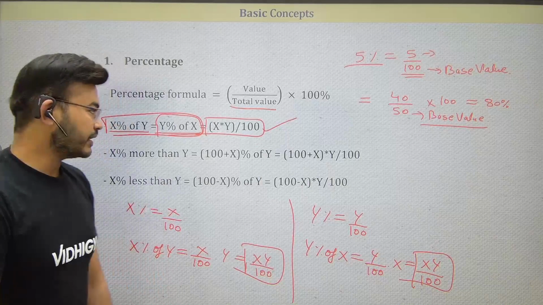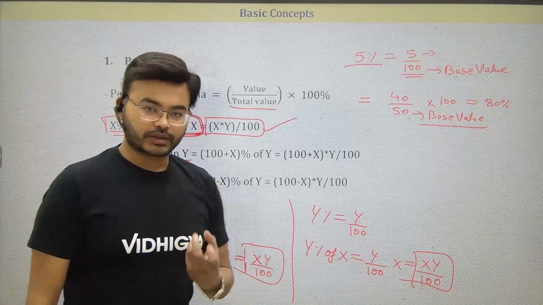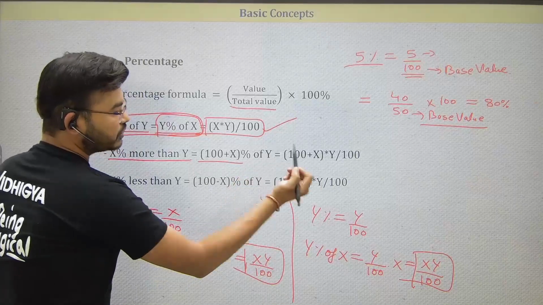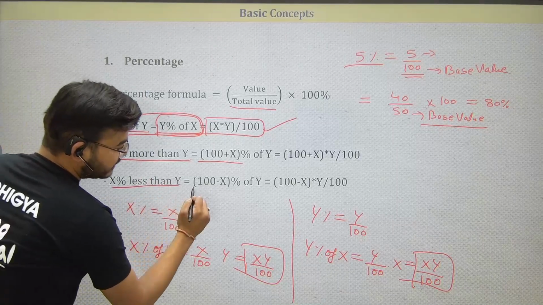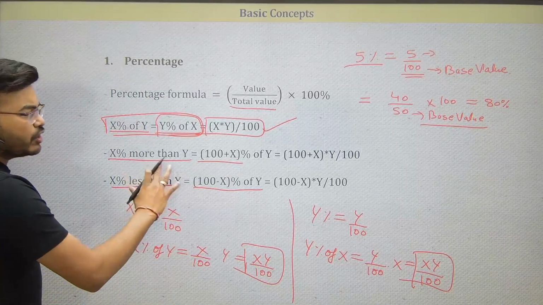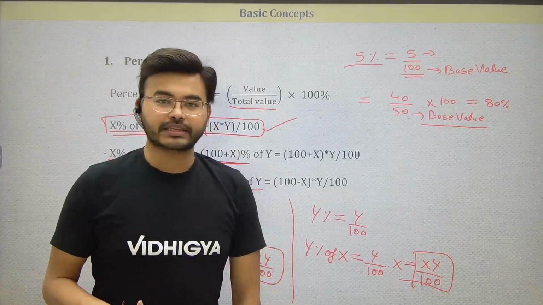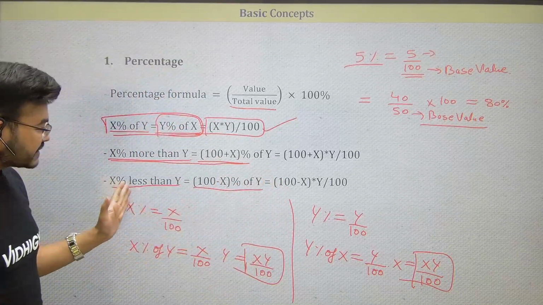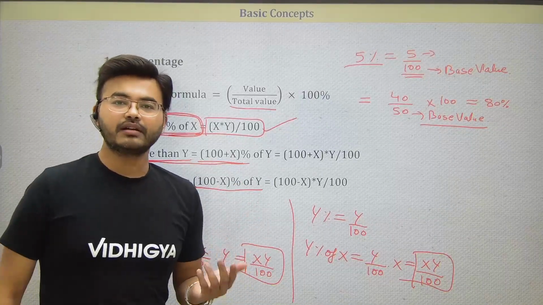Next, X percent more than Y basically means 100 plus X percent of Y. And X percent less than Y means 100 minus X percent of Y. Now, this is the area where many of the students make mistakes. So make sure that you have understood this. X percent more than something means 100 plus X percent of that particular quantity. And X percent less than Y means 100 minus X percent of that particular quantity.